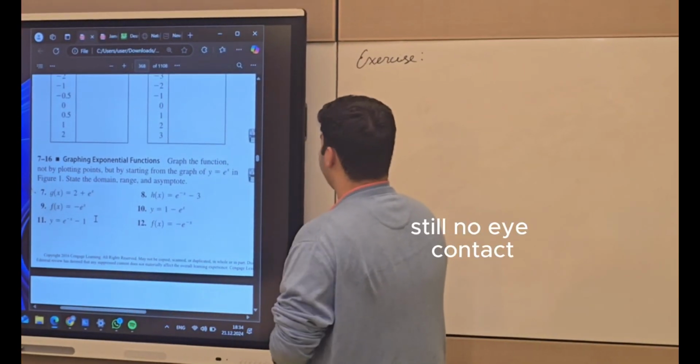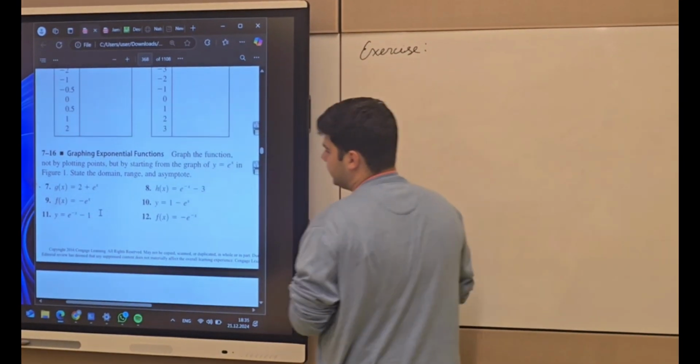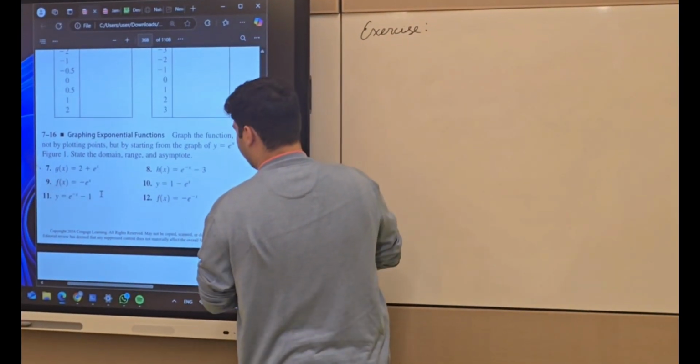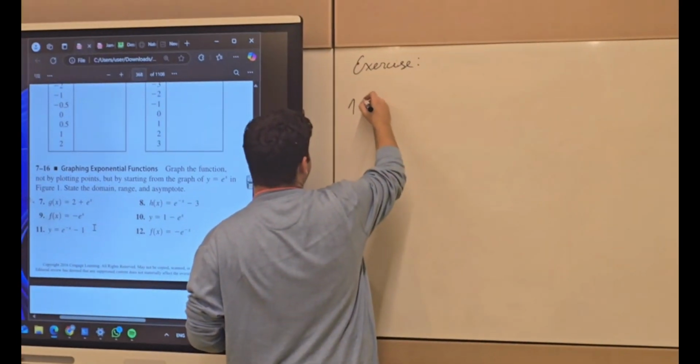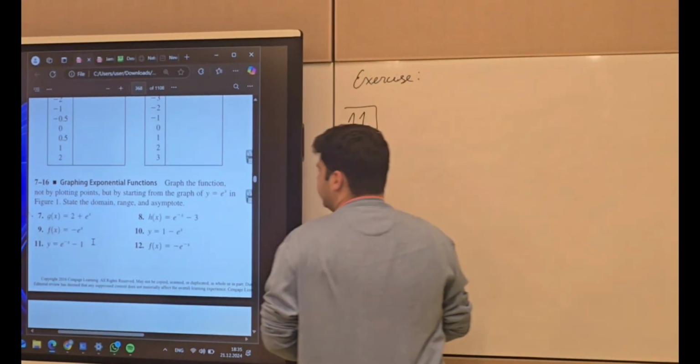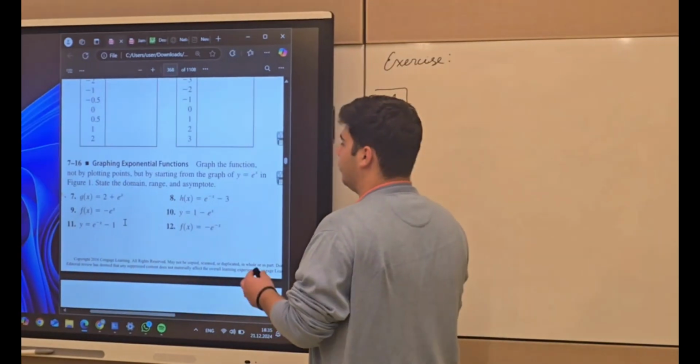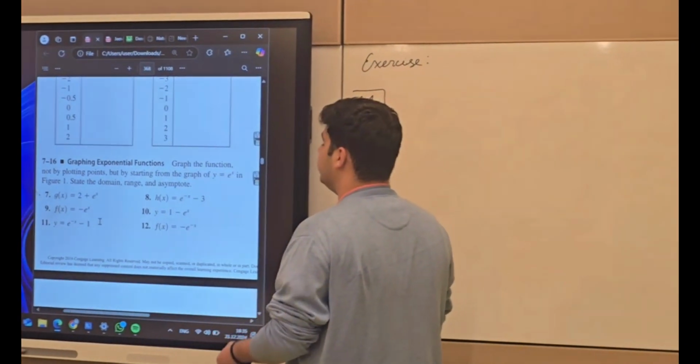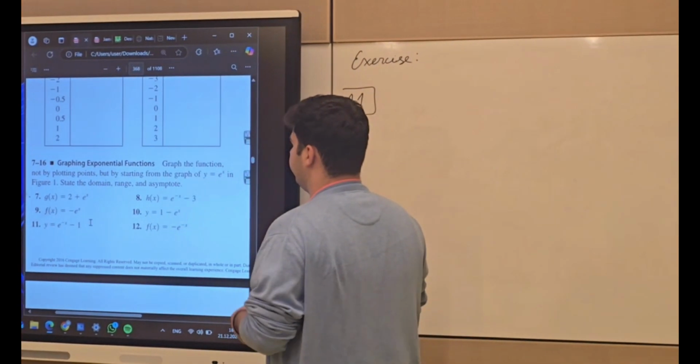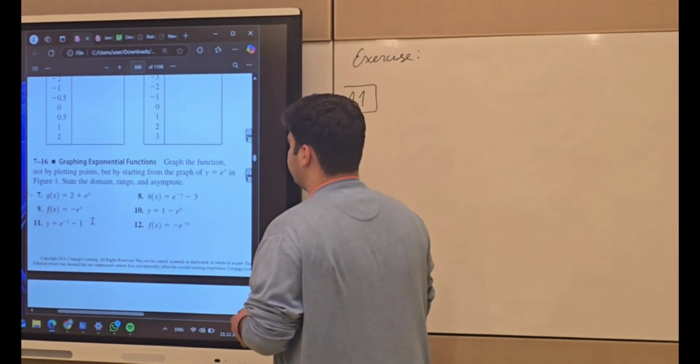Now let's continue with graphing exercises. Let's take a look at exercise 11. It says graph the function not by plotting points, but by starting from the graph of y is equal to e to the power of x in figure 1. State the domain, range, and asymptote.